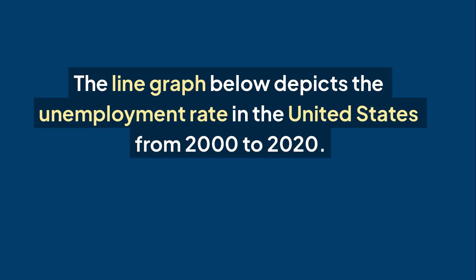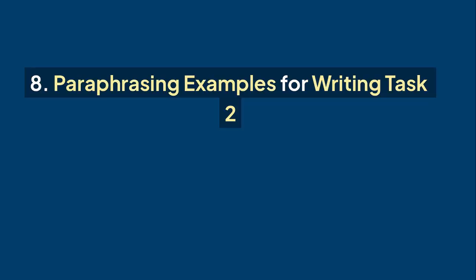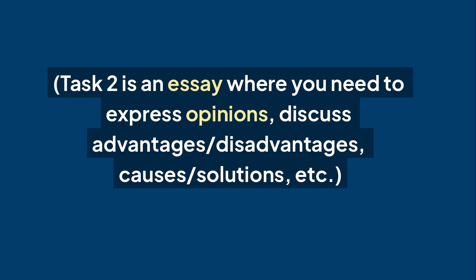The line graph below depicts the unemployment rate in the United States from 2000 to 2020. Equals the line graph illustrates trends in the unemployment rate in the United States over the period from 2000 to 2020. 8. Paraphrasing examples for writing Task 2. Task 2 is an essay where you need to express opinions, discuss advantages, disadvantages, causes, solutions, etc.